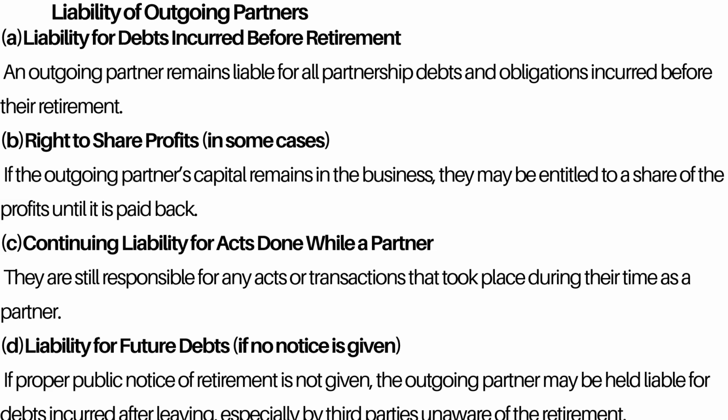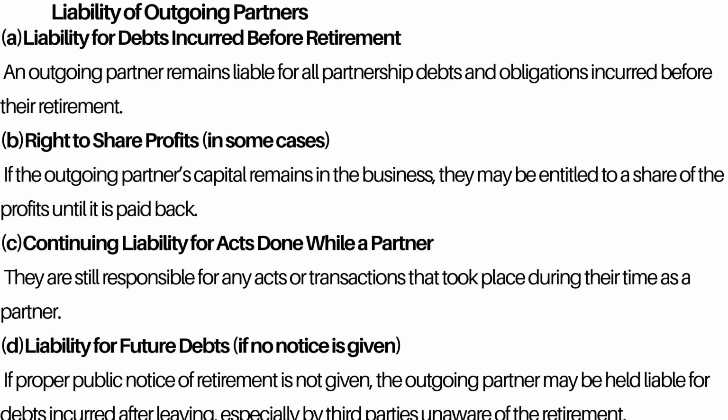Now, we also have those people that we call outgoing partners. Maybe, for example, somebody has retired. Somebody has felt that they are no longer fit to be part of the partnership. So, as outgoing partners, what are they liable to? The first one is liability for debts incurred before retirement. So, every debt that has been incurred before you leave, it is presumed that you are also part and parcel of that debt. The other one is right to share profits, and we are noting that it is in some cases if the outgoing partner's capital remains in the business.